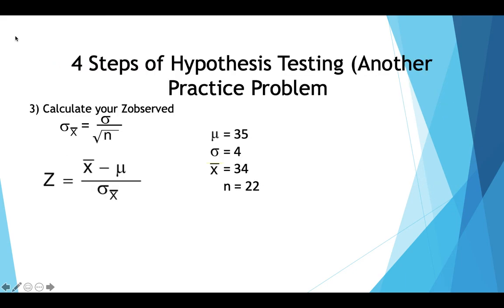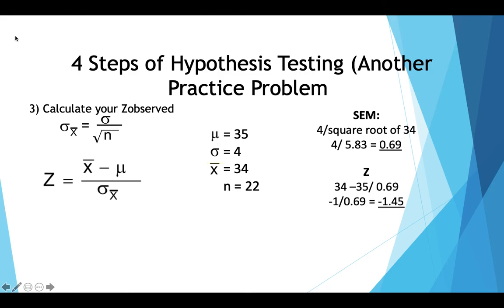Let's calculate our z observed. So we have a standard error of the mean. We take 4 and divide that by the square root of 34, which gives us a value of 0.69. For our z-test, we're going to subtract 35 from 34 and divide that by 0.69. That's going to be negative 1 divided by 0.69, and that gives us a negative 1.45.